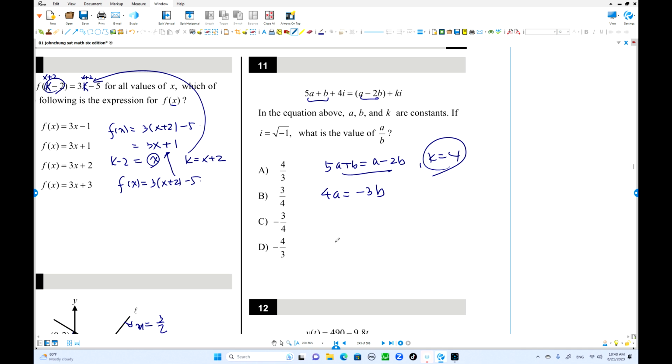From here, you'd better plug in numbers. If a equals negative 3, b equals how much? 4, isn't it? So 4 times negative 3, negative 3 times 4 is what? Negative 12, okay? So you can use this one. a is negative 3, b is what? 4, okay? So negative 3 over 4 is the answer. Or you can express a in terms of b, okay? a in terms of b is negative 3b divided by 4. Put this there: negative 3 over 4b over b, still negative 3 over 4, okay?